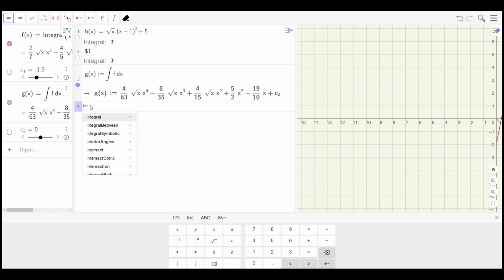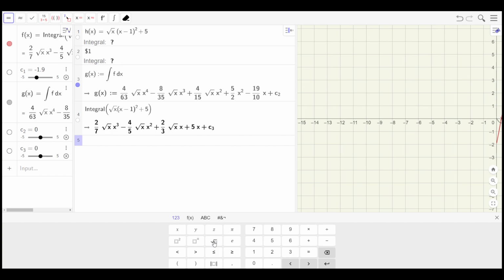But let me write integral. Let me repeat my function again. Square root of x, and then multiplied by x minus 1 squared, and then plus 5. Yes, and I don't know, so you need to learn why the other way doesn't work, but this is correct. That's exactly what we got here. Okay, any questions?